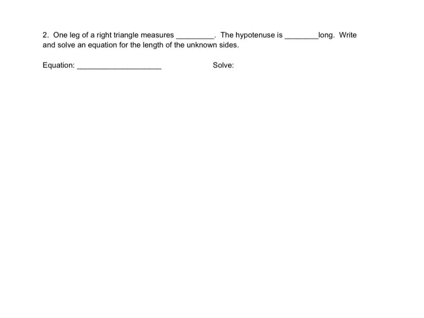And here I'm going to ask you to solve this one on your own first. One leg of a right triangle measures 36 centimeters. The hypotenuse is 39 centimeters long. Write and solve an equation for the length of the unknown side. When you come to class tomorrow, I'm going to check for your equation as well as your work in solving for the leg of the unknown side. So go ahead and do that on your own first.